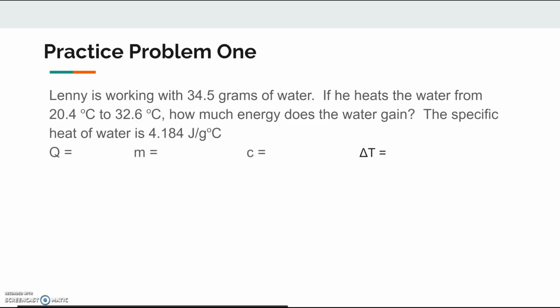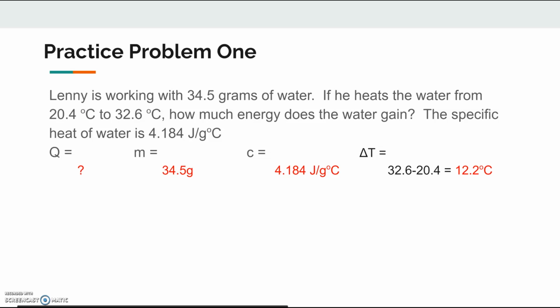It is often simpler to identify what variables we have so that it's clearer to see which variable we don't have. So the first thing that I want you to do is write out the 4 variables that we're looking for: Q, M, C, and change of T. Next, we read the question again and we write down what quantity corresponds to which variable. Lenny is working with 34.5 grams of water. Therefore, this is the mass, or M. We write 34.5 G, or grams, right by M.